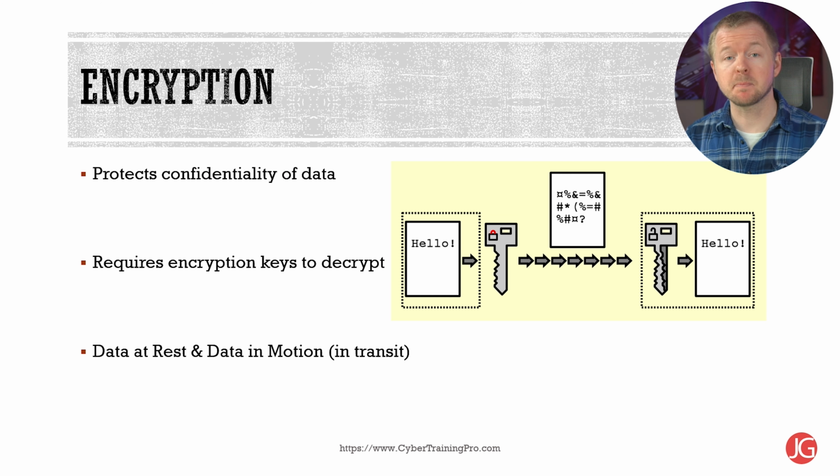Encryption is one of the best ways to protect confidentiality of data because unless you have the decryption keys, you can't see that data. We use encryption on data at rest, meaning that it's sitting on a hard drive, or in transit, meaning that as data transfers across the network.